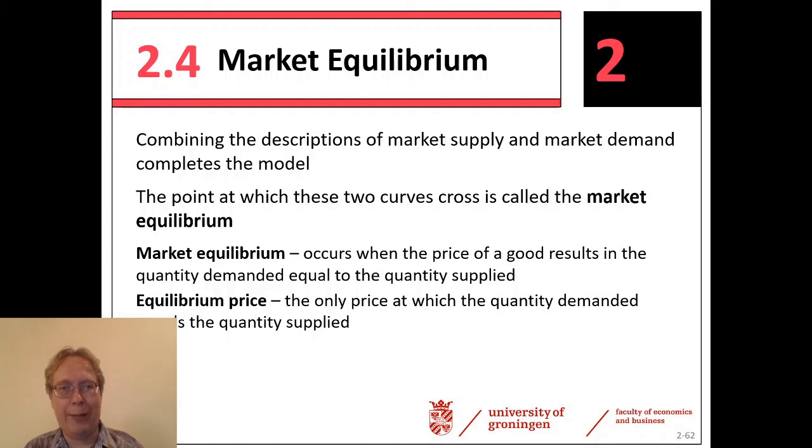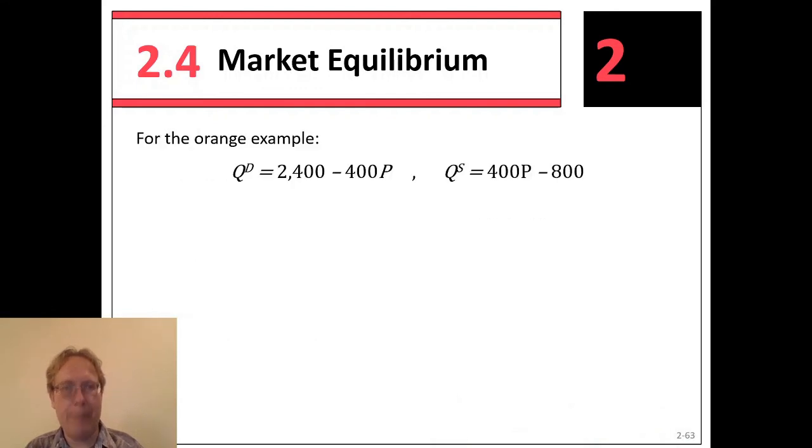So the market equilibrium occurs when the price of a good results in the quantity demanded equal to the quantity supplied. What about the equilibrium price? The equilibrium price is the only price at which the quantity demanded equals the quantity supplied. As is often the case in this course, it's easiest to show that in a picture. So here we have the same demand and supply functions that we had on the previous slides.